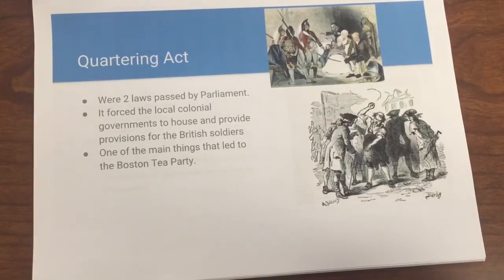Quartering Acts were two laws passed by Parliament. They forced local colonial governments to house and provide provisions for British soldiers. This is one of the main things that led to the Boston Tea Party. Britain did this because it was too expensive to ship soldiers back to Britain, and they were already in debt from the French and Indian War.